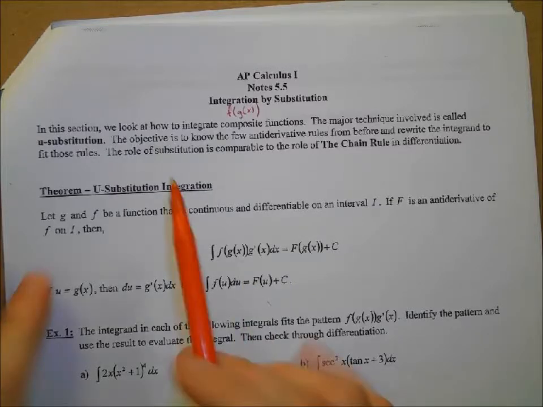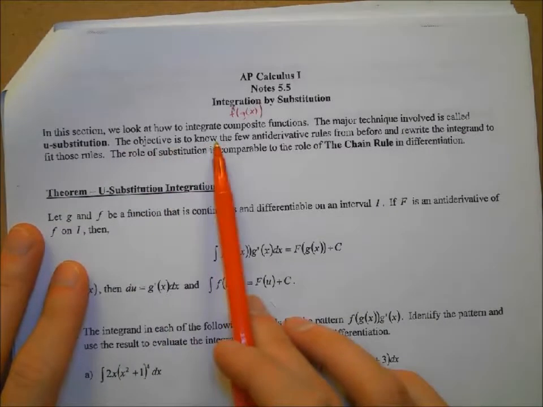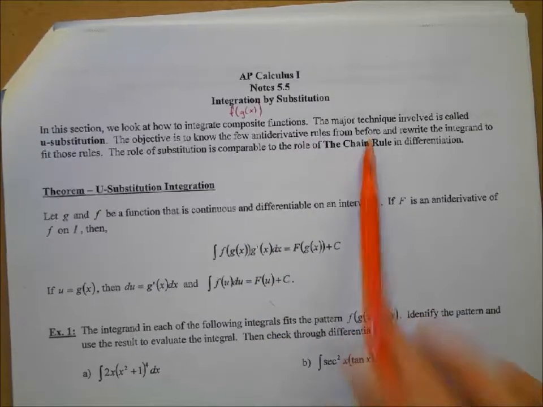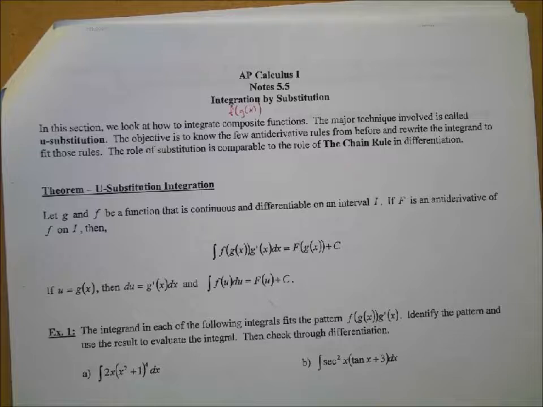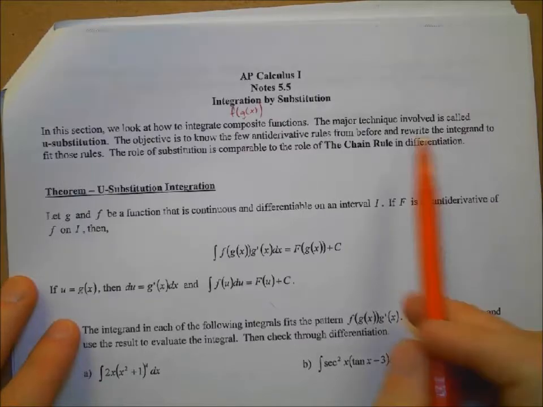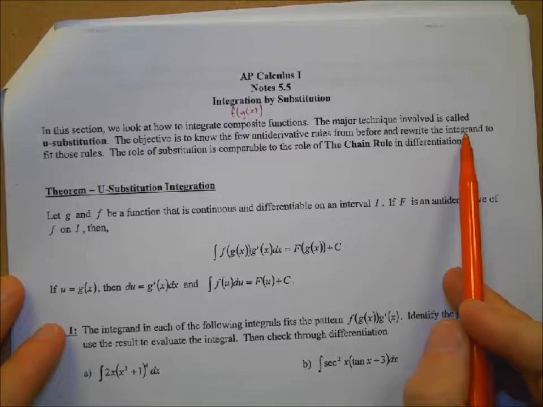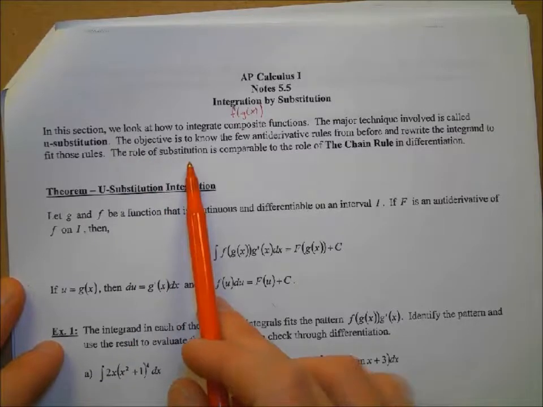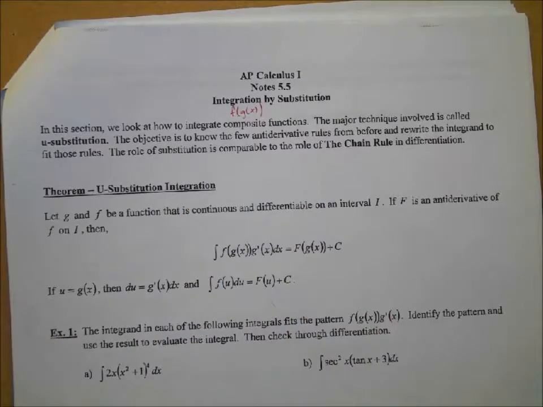The objective is to know the few antiderivative rules from before, like the integral of cosine is sine, and the integral of 1 over x is the natural log of the absolute value of x. Then we rewrite the integrand to fit those rules. The role of substitution is comparable to the role of the chain rule in differentiation. It's kind of like a reverse chain rule, a little bit.